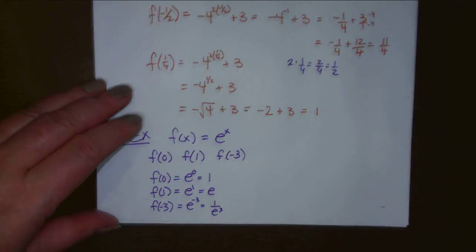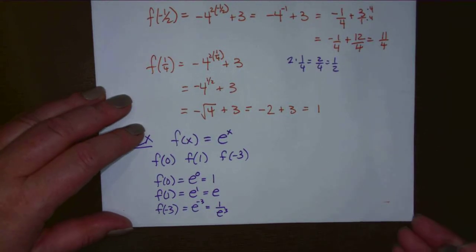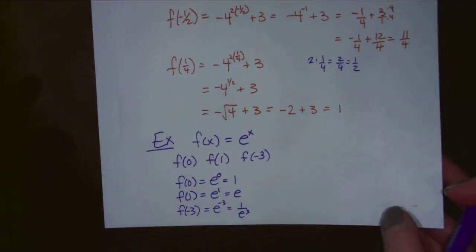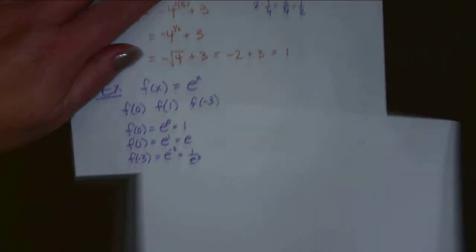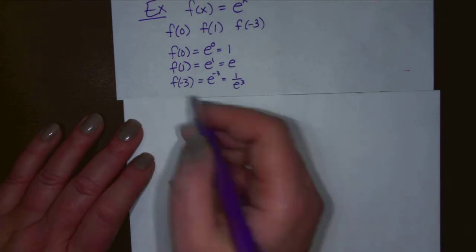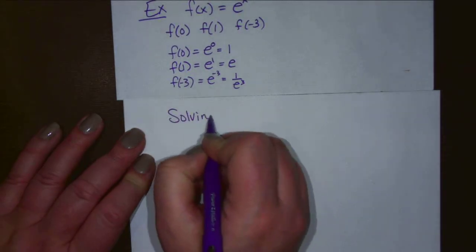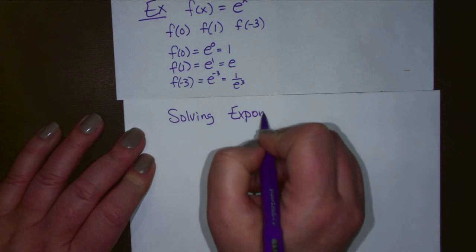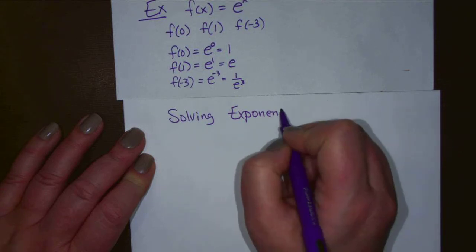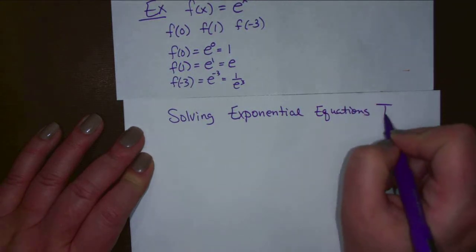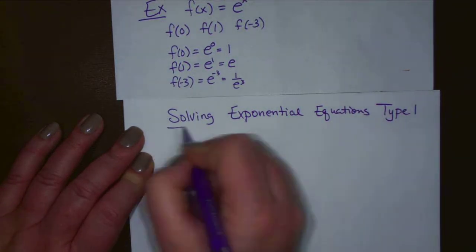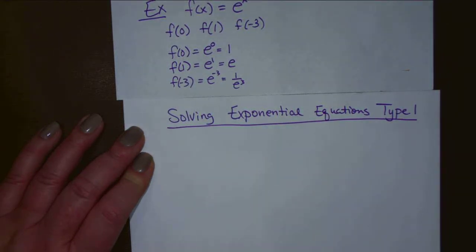The last thing in this section is solving exponential equations that work nicely. The ones that don't work nicely are in the next section. We're going to call this one type 1. Type 2 and type 3 are in the next section because they involve logs. These are the ones that work nicely and you don't need a log to solve them.